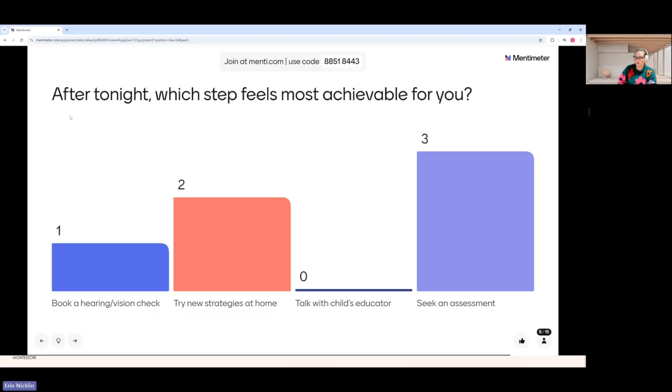Book a hearing and vision check. Great. I think with the hearing and vision, hearing particularly, it's very easy for us to think, well, they had that at birth, the newborn screening check. So it's not something that we have at the forefront of our mind because it feels like it's already been ticked off. But hearing is always something that needs to be done if we're looking at some red flags or potential delays or disorders.